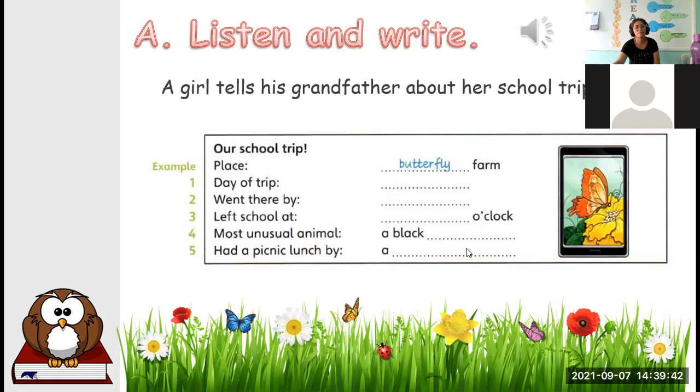Okay. 10A. Clothes, animals, and school. Listen and look. There is one example.